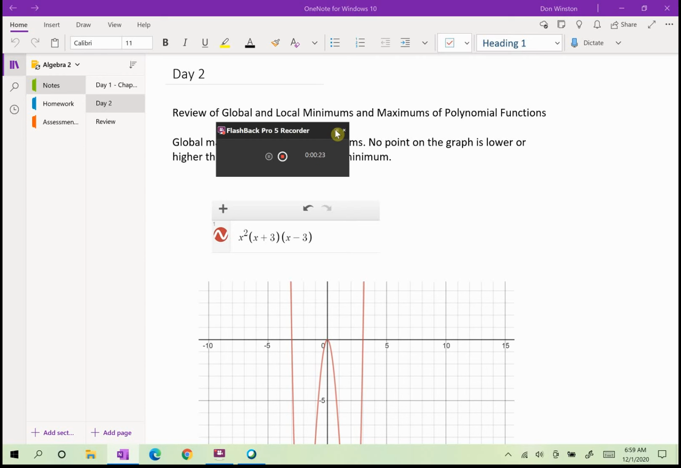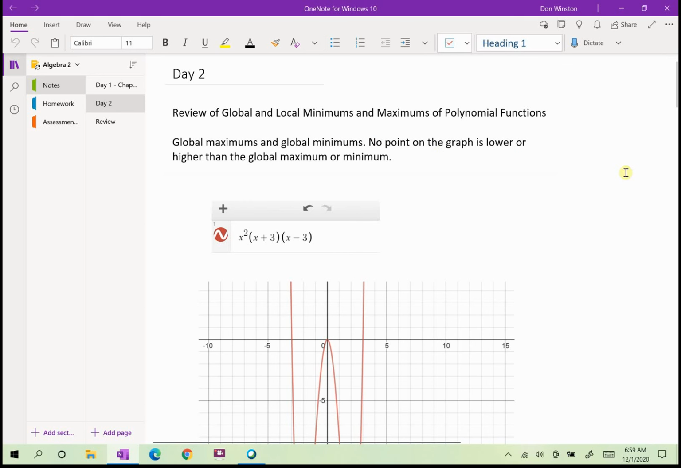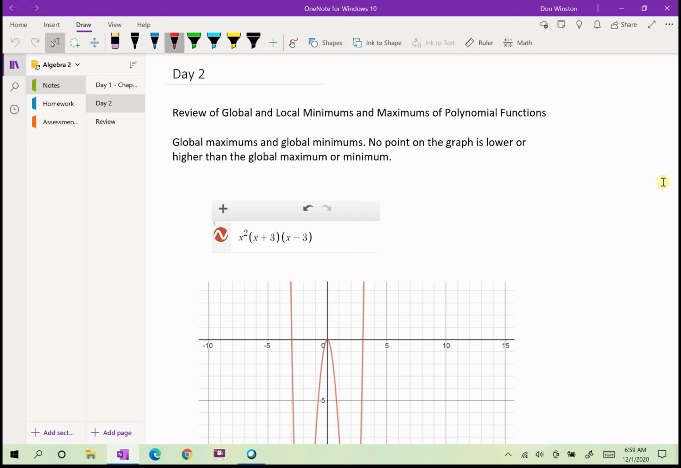But I did want to go over a couple things that were on the assignment, a couple questions that students had. So I figure if they had a question, you probably have a question as well. The first thing is global maximum and global minimums, and local maximums and local minimums. Well, a global maximum or a global minimum is where no point on the graph is lower or higher than the global maximum or global minimum. So global max or global min is where a point on the graph is the highest or the lowest.